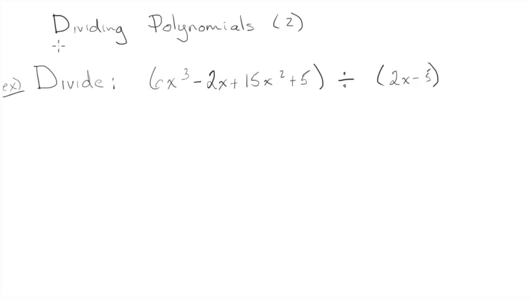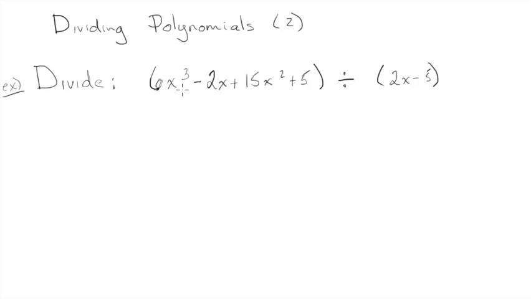Alright, in this video I'm just going to run through a couple more examples of dividing polynomials. So first example, we're dividing this cubic polynomial, 6x cubed minus 2x plus 15x squared plus 5, dividing that by 2x minus 5, so by a linear polynomial.